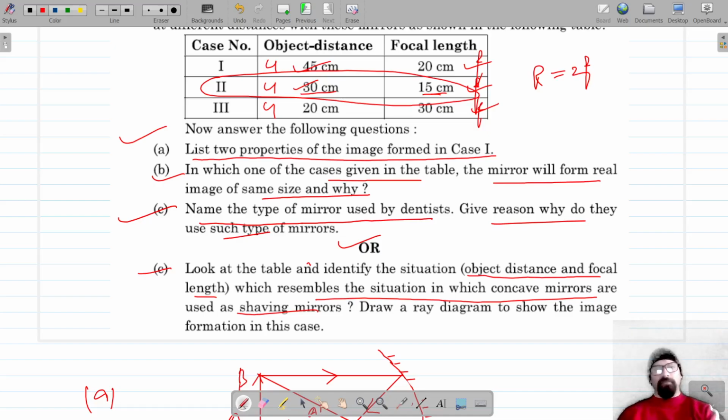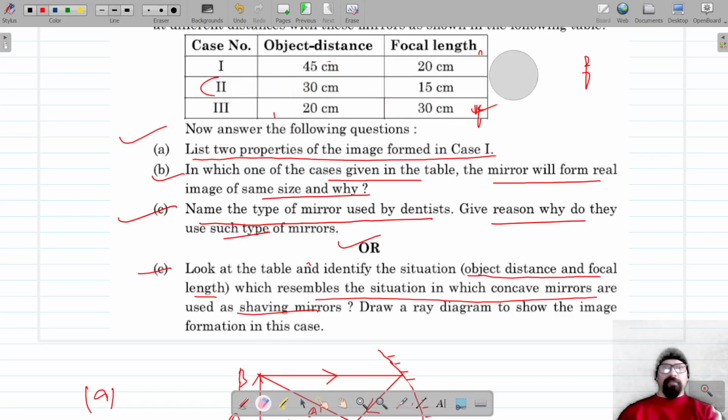So that's case 3. The object is placed between the focus and the optical center. Here the focal length is 30 centimeter and object distance is 20. So that means this is within the focal length. Look at the table: identifying the situation means we have to relate the object distance and the focal length, which is the situation in which concave mirrors are used as shaving mirrors.